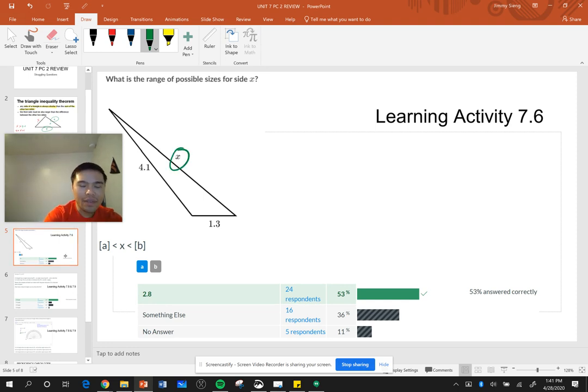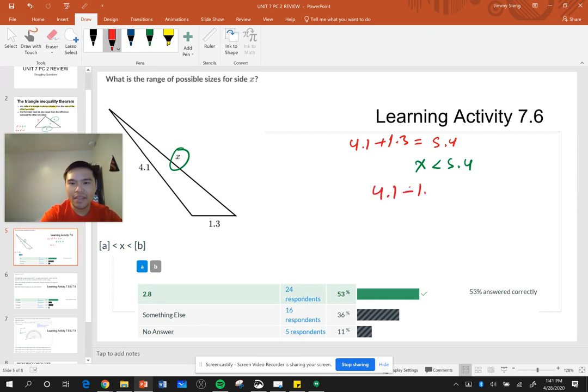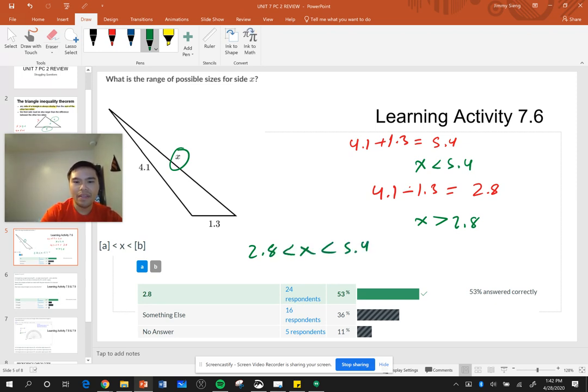Again, I need to see what this value x is going to be. I know that the sum of those two other sides, which is going to be 5.4, I know that x has to be smaller than those, but I also know that x has to be bigger than the difference of those two. So this is 2.8, right? So I know that x has to be bigger than 2.8. So if x is bigger than 2.8, it's also smaller than 5.5. So what I'm saying is that third side there is going to be between those two numbers. That's basically what we're saying here.